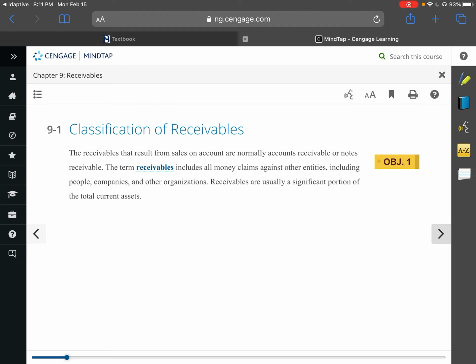All right, so when we look at 9-1, classification of receivables. The receivables that result from sales on account, which is what we just said, are normally accounts receivable or notes receivable. The term receivables includes all money claims against other entities, including people, companies, and other organizations. And receivables are usually a significant portion of the total current assets.